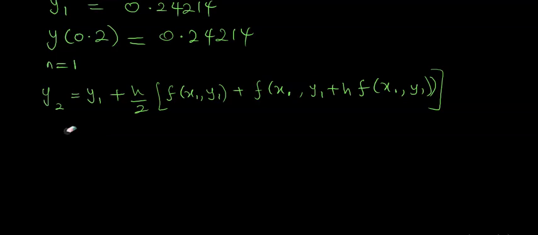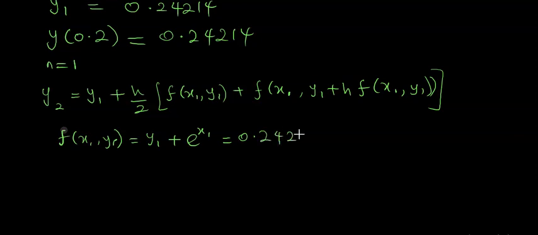And before we do that, let's do something here, because f of x1, y1 is actually y1 plus x1, which is going to give us 0.2. Our y1 was what we got last, 0.24214, plus exponential 0.2. So if we do this, we should get 1.46354.